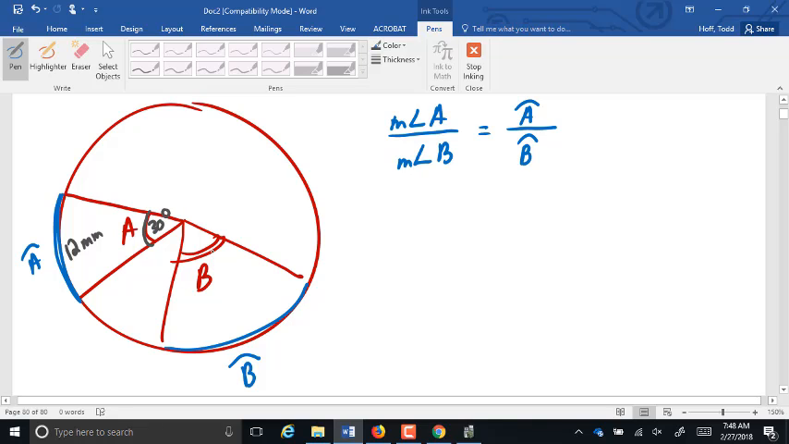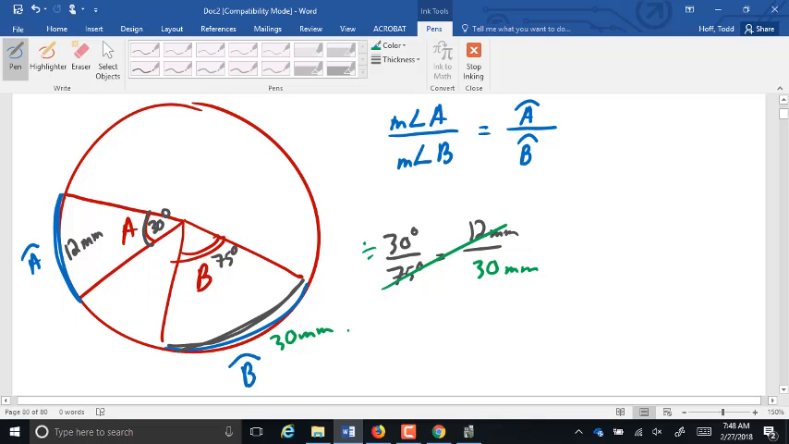If I come over here and tell you that this is a 75-degree angle, to find this arc length, I have my ratio of angles, 30 degrees to 75 degrees equals 12 millimeters over that missing arc length. I'll cross multiply. 75 times 12 divided by 30 is 30. That arc length is 30 millimeters. Make sense? So this is what we would refer to as a direct relationship. The angle gets bigger, the arc gets bigger. The angle gets smaller, the arc gets smaller.